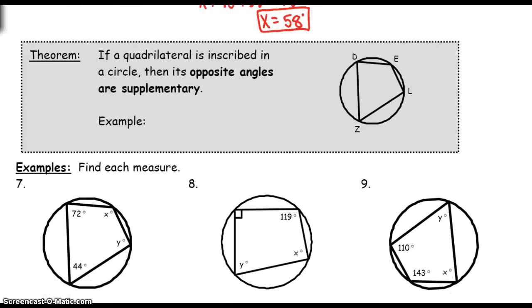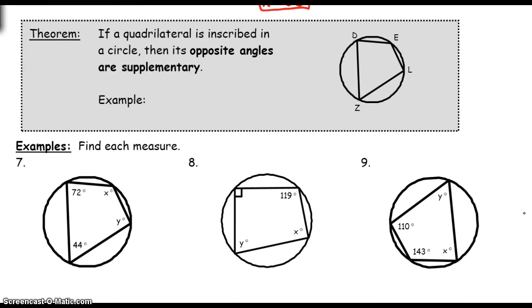Okay, let's move down here. If a quadrilateral is inscribed in a circle, then the opposite angles are supplementary. Do you remember what supplementary means? 180 degrees, right? That means 180 degrees. And opposite angles means straight across from each other. So let's look at this example right here.